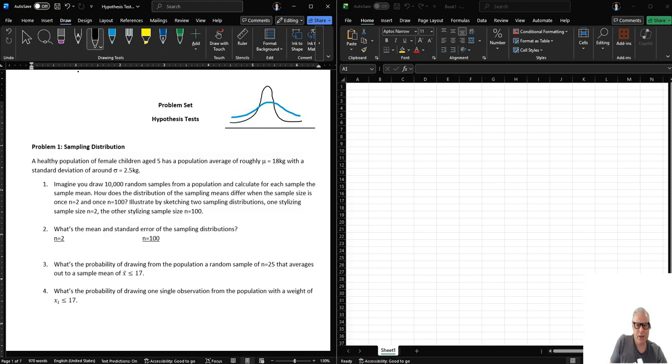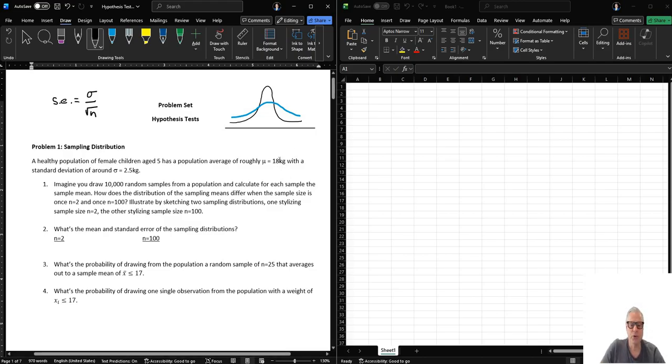So the standard error is the standard deviation of the sampling distribution, and the standard error is equal to the population standard deviation over the square root of n. Well, if n goes up, the sample size goes up, the standard error becomes less. You can actually draw that in Excel too.